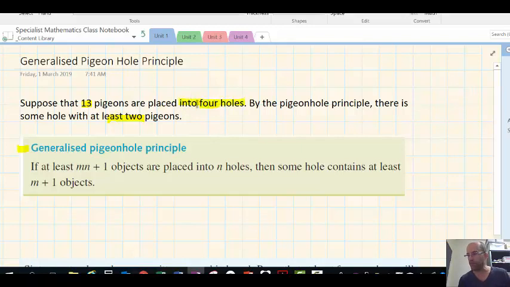Okay, so no empty holes. They're placed in some way into 4 holes, and we've got to show there's a hole that's got at least 2 in there. It's pretty easy to see, because of divisibility, there's going to have to be at least 2 in one of the holes, because even if you put the minimum number in a hole, which is 1, you find that you've got to put obviously more than 2 in the other.